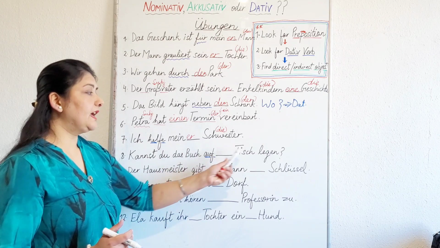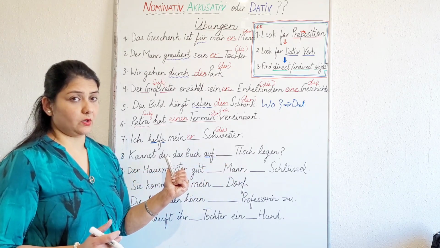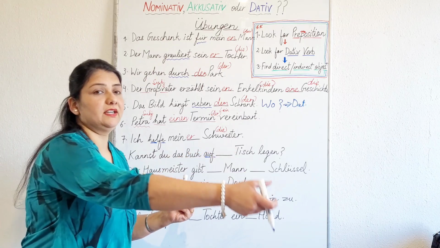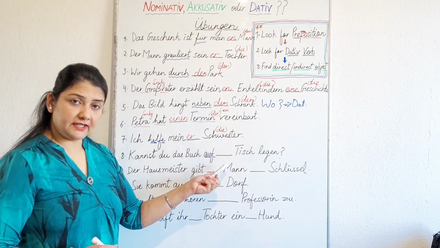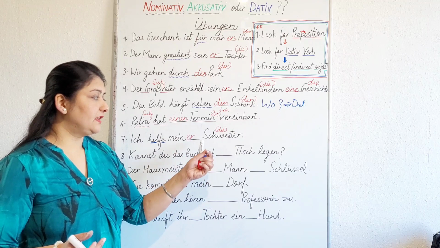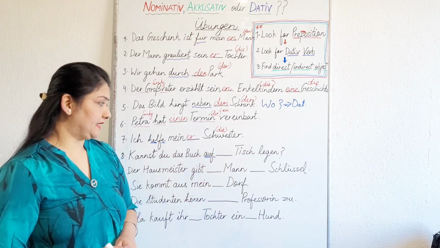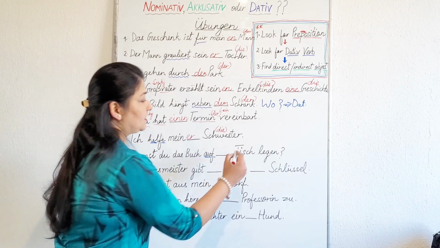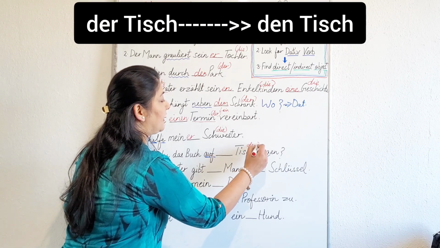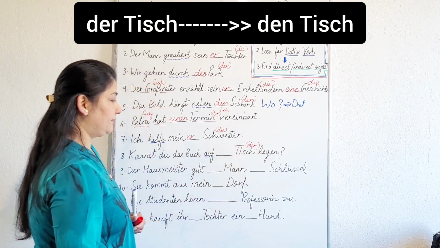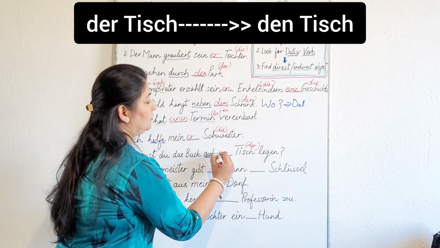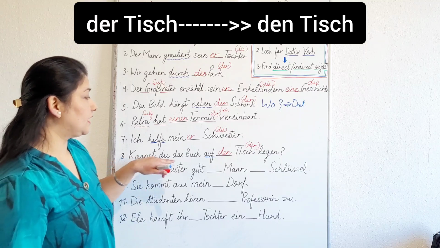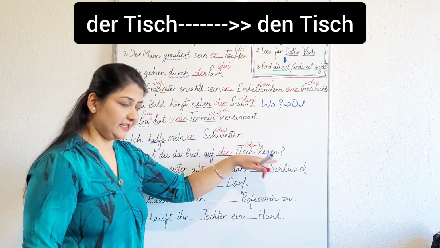Here there will be a movement going on. Yeah? So when somebody will be putting the book on the table, there will be a movement going on, and hence we'll be having accusative case here. So what is the article for Tisch? That is der, and in Akkusativ wird es zu den dekliniert. So, kannst du das Buch auf den Tisch legen?